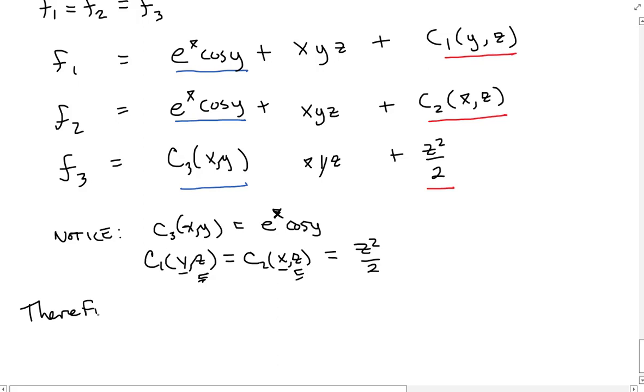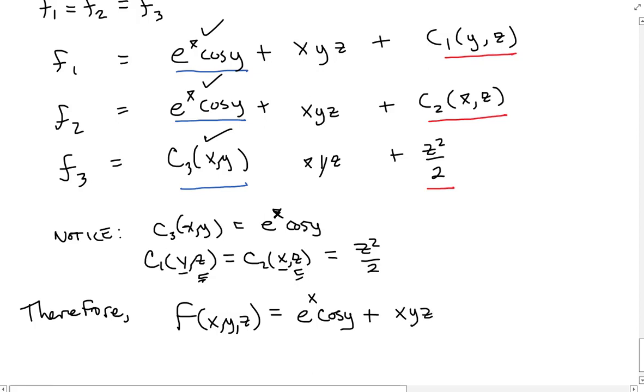Put it all together. So therefore, our potential function, we just found it, f of xyz, is the common term, e to the x cosine y, which was in the first two, and it represents this c3 function in the third one, plus xyz, which was in all three, plus z squared over 2, which was in the last integral, but it represents these two other functions from the previous two that we didn't account for from integrating. Let me hopefully make this make sense really quick.